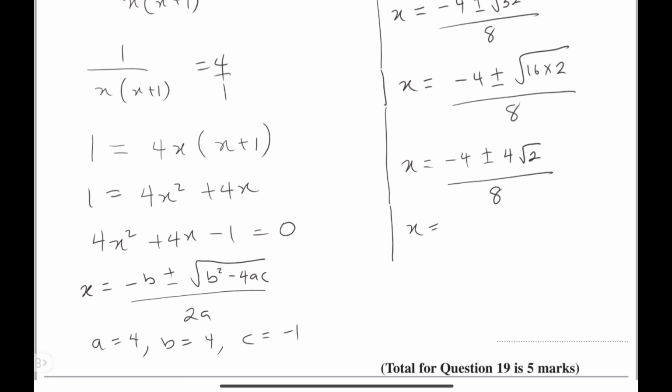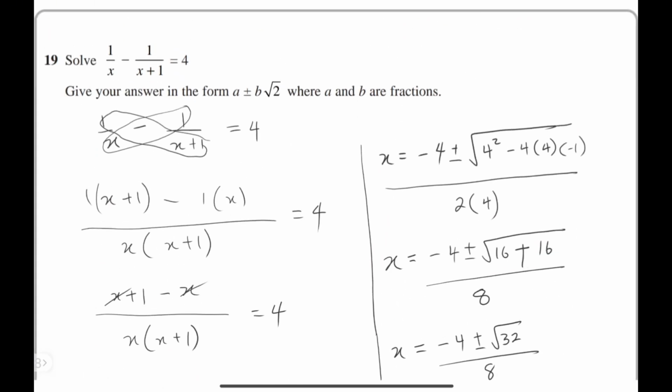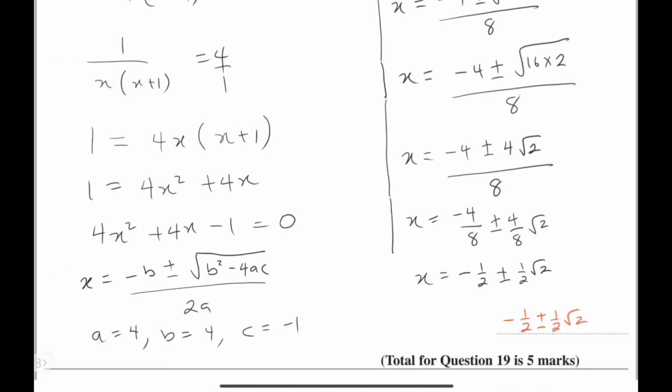So x is going to be minus 4 over 8 plus or minus 4 over 8 root 2. And if we simplify that, x would be minus half plus or minus half root 2. So that's our final answer. So our final answer is minus half plus or minus half root 2. So that means a is minus half and b is half. I hope that is clear.